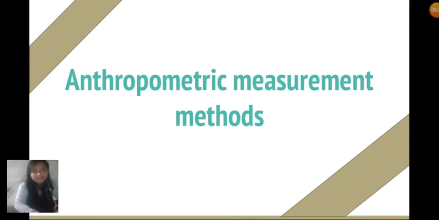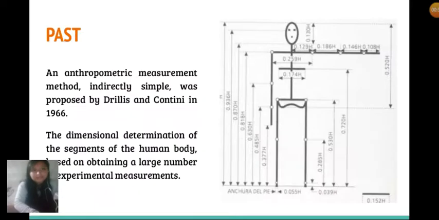Anthropometry measurement methods. In the past, an indirect anthropometry measurement method was proposed by Reynolds and Contini in 1966. They provided a sample method for the dimensional determination of the segments of the human body based on obtaining a large number of experimental measurements.